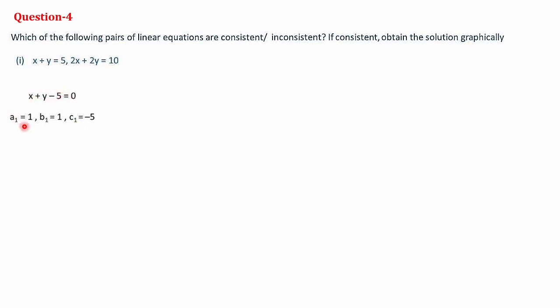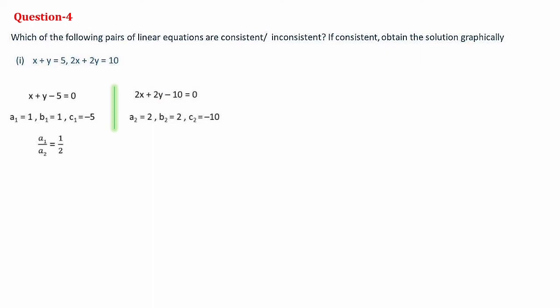Now we are quite familiar with this a1 by a2 comparison, so we will move a little faster. Next is 2x plus 2y is equal to 10. 10 when it comes to the left side becomes minus 10, that is the standard form. a2 is 2, b2 is 2, c2 is minus 10.